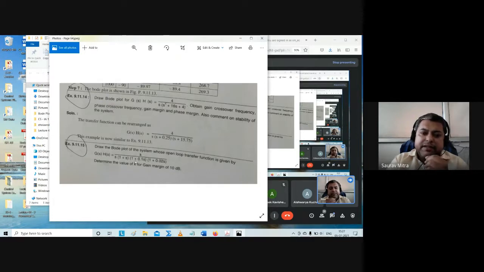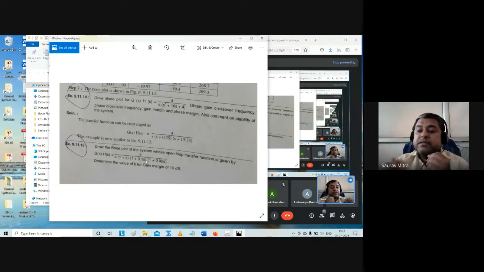How to find phase? Take 1 plus 0.1 S. S is equal to j omega. That is the first thing you have to substitute. Now just take this part, 1 by 1 plus 0.1 j omega. I'm just telling you about this one; the other things will be the same. So substitute j omega in place of S. That is how to find the magnitude and the phase.